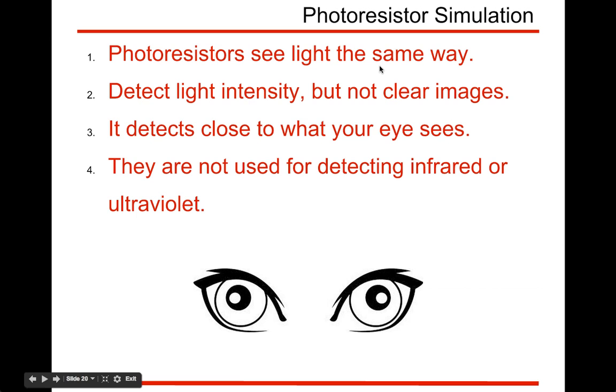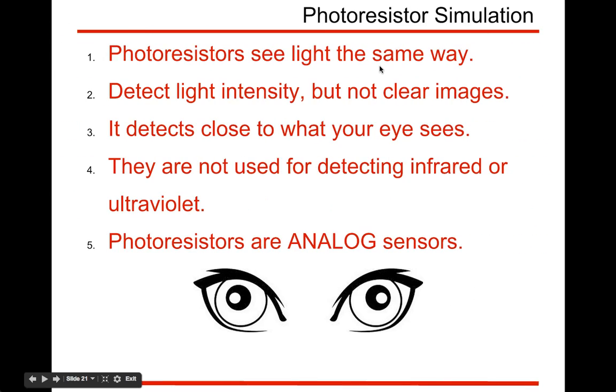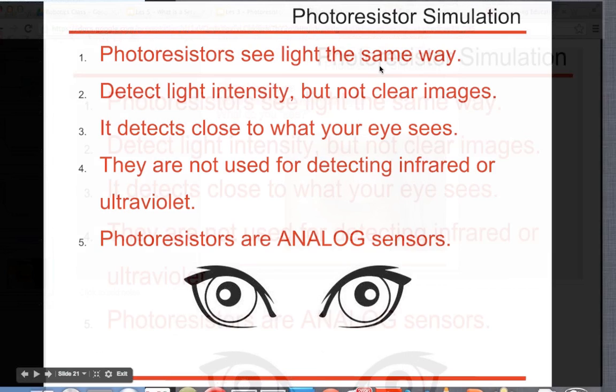All of these things that although we're very complicated, we can't even detect some things that are out there now. And again, with the photoresistor, it detects the same way your eyes do. And again, to wrap it all up for the photoresistor simulation, photoresistors are analog sensors. That means that they see a range. And they'll see a range in the Arduino today. There will be a range of 0 to a number, which is 1023. And we'll talk about that in a little bit.